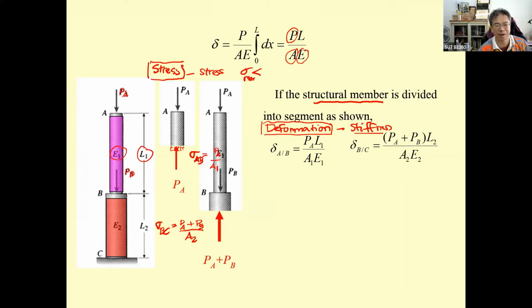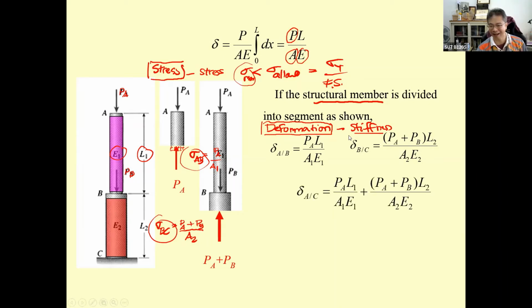This is sigma sub AB and sigma sub BC, and both must be less than sigma allowed. If this is the metal, that is going to be the yielding stress divided by the factor of safety. This is called sigma max because there are two stresses over here. And then for the deformation, you have to combine them together.